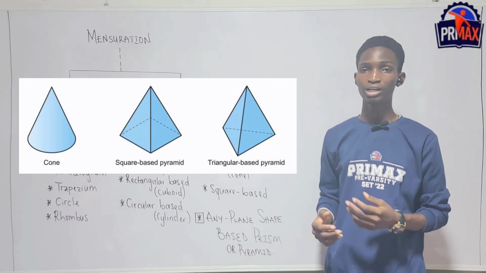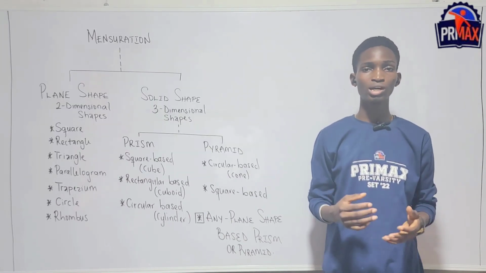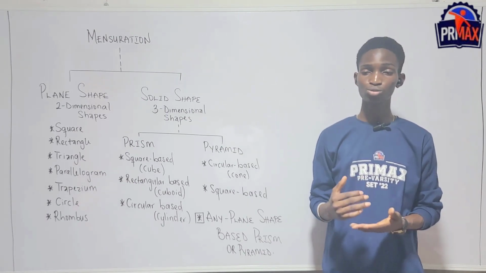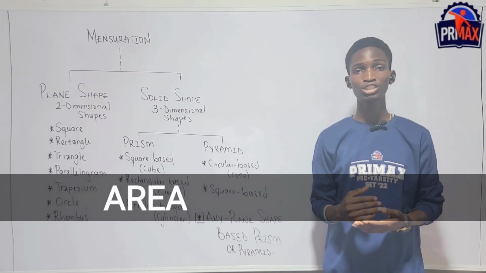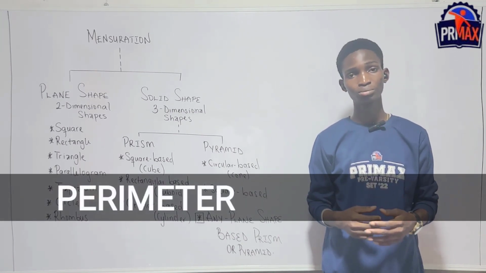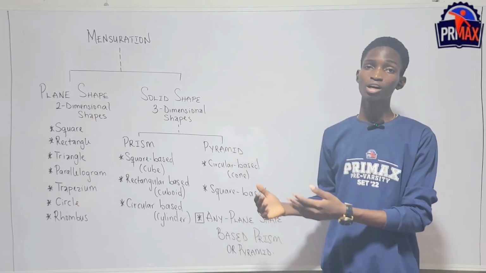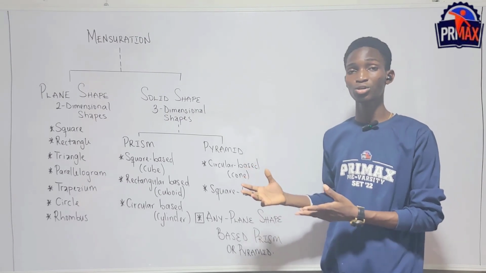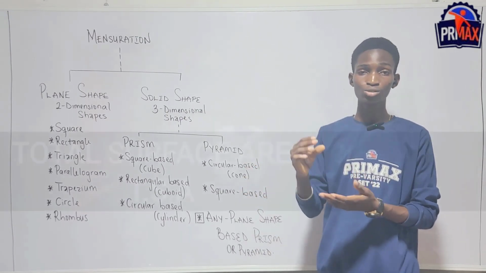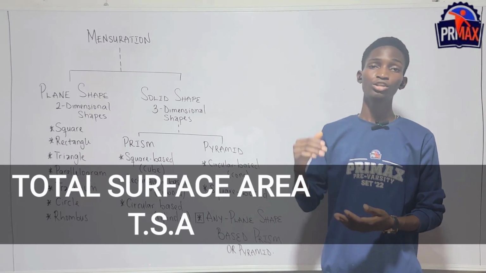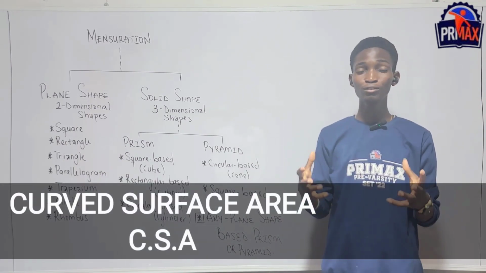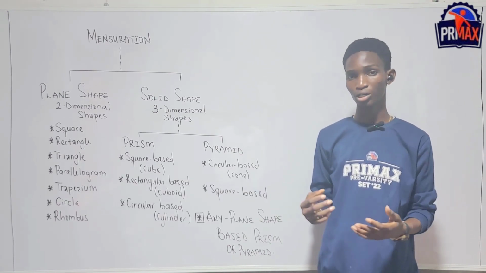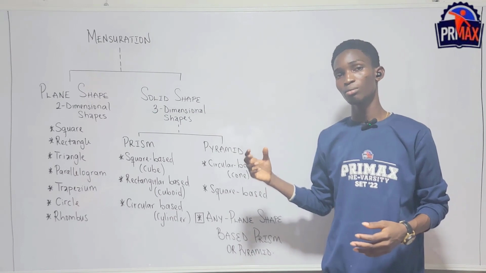Now, what are the problems we are expecting to encounter when we talk about mensuration? In this, we are trying to know the area of a particular shape, the perimeter of a particular shape. That's for the plane shapes. Now for the solid shape, what are we expected to encounter? We need to know that we are going to come across stuff like the total surface area of a solid shape, the curved surface area of a solid shape, even the volume of a solid shape. So these are the things you should expect to come across whenever we're discussing mensuration.